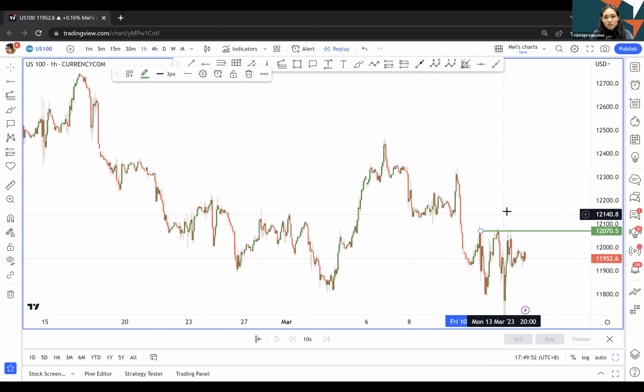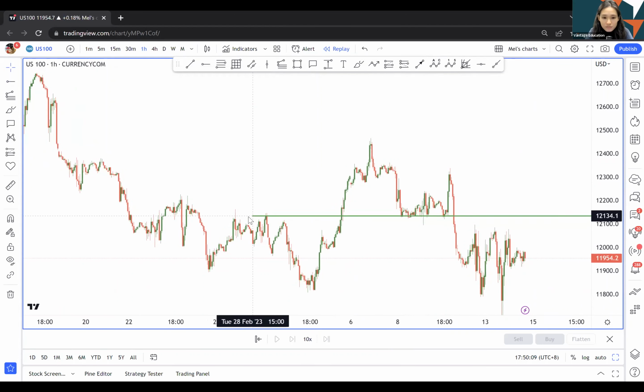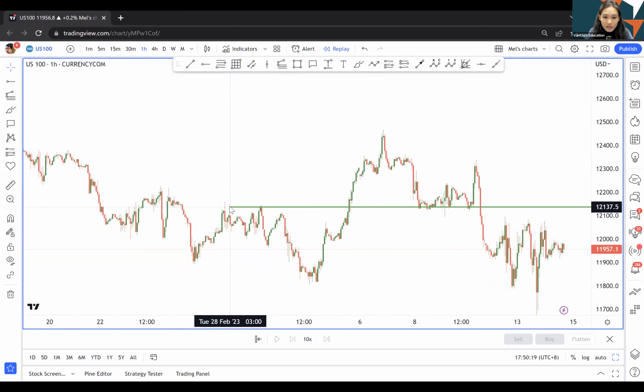So here, for example, could be a valid multiple swing high resistance. Here could be a valid swing low support level. And actually, if we pull it back further, that's why it's always important to pull back as far as you can. This is now an overlap level.